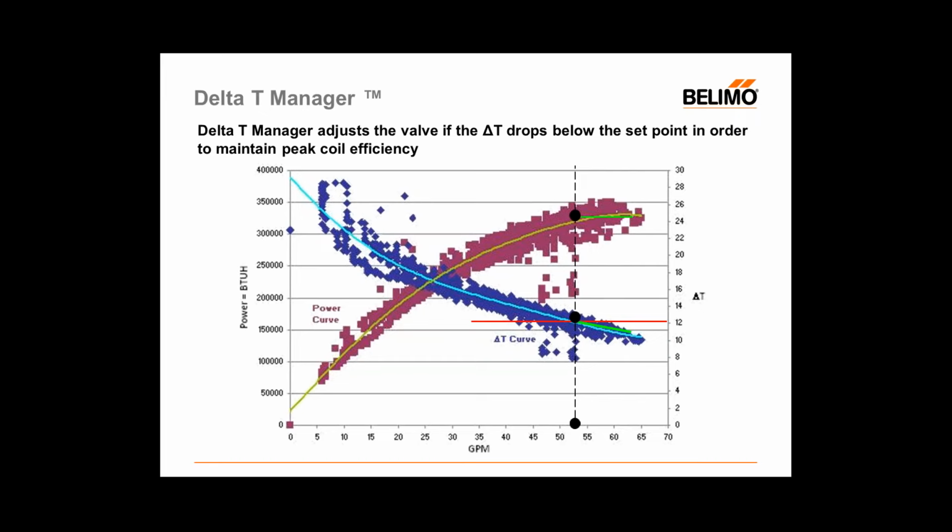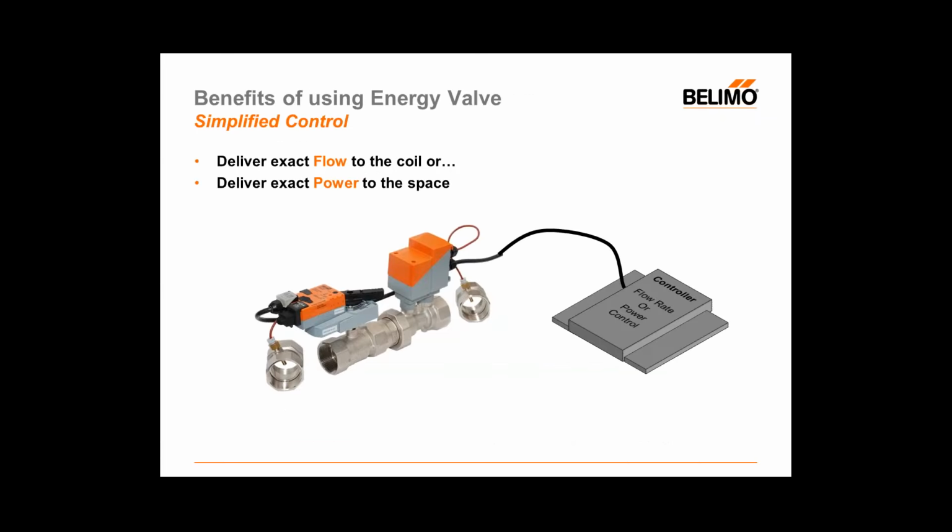So as you can see on this graph here, we've taken our delta T from 10.5 to 12 degrees F. We've moved our flow from 64 gallons a minute down into maybe the 52, 53 gallon a minute range, and we've produced essentially the same amount of cooling in that space. Delta T management is all about producing the same amount of cooling for less water. So that's what we're going to do from the energy management standpoint.